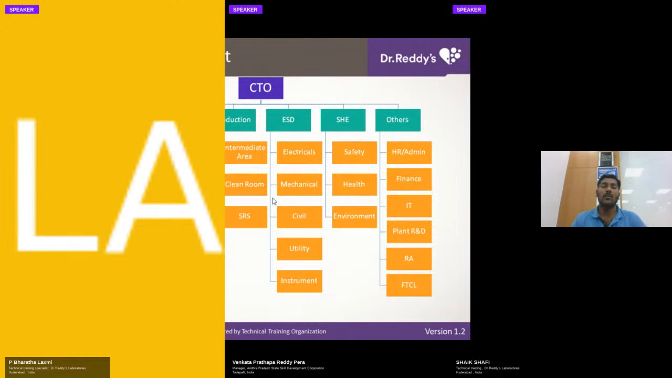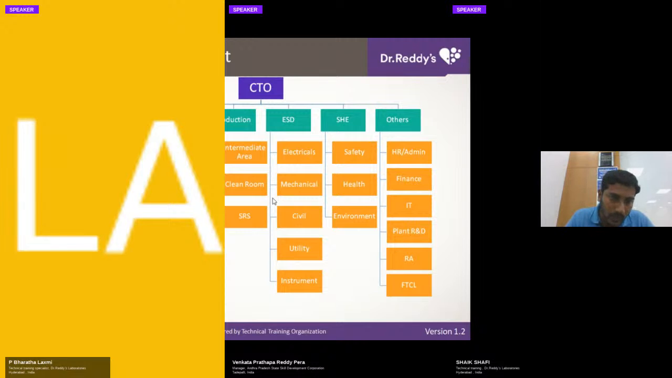Then finished goods. So I told API, so storage of API after completion of the process. This is warehouse. Coming to quality control, so basically these people are responsible for analyzing material during the manufacturing operation or after completion of the manufacturing operation.